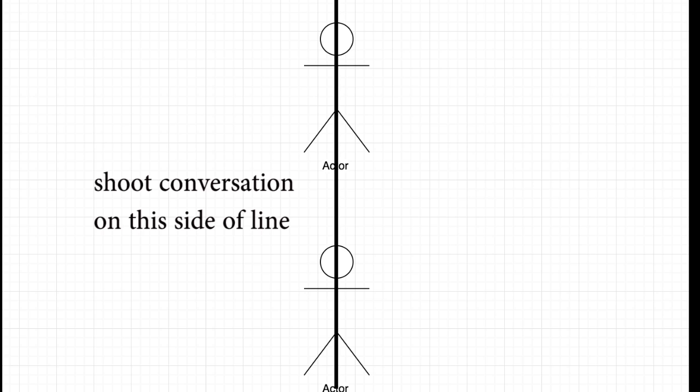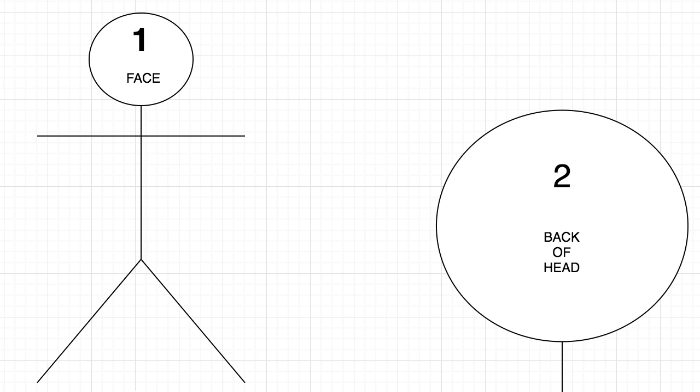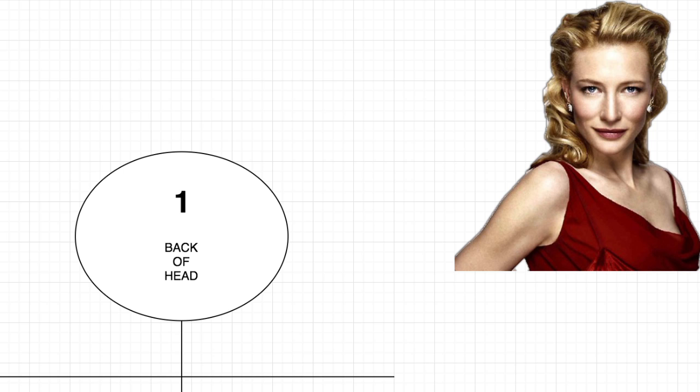By shooting all the action on the left side of this 180-degree line, our over-the-shoulder shots will look like this. The back of actor 2's head will be in the foreground in the bottom right-hand quadrant of the screen, while the face of actor 1 will be in the background in the upper left-hand quadrant, but will retain the scene's focus. If we apply the 180-degree rule when we flip shots and shoulders, we discover that actor 1's head takes the bottom left-hand quadrant and actor 2 was Cate Blanchett all along.